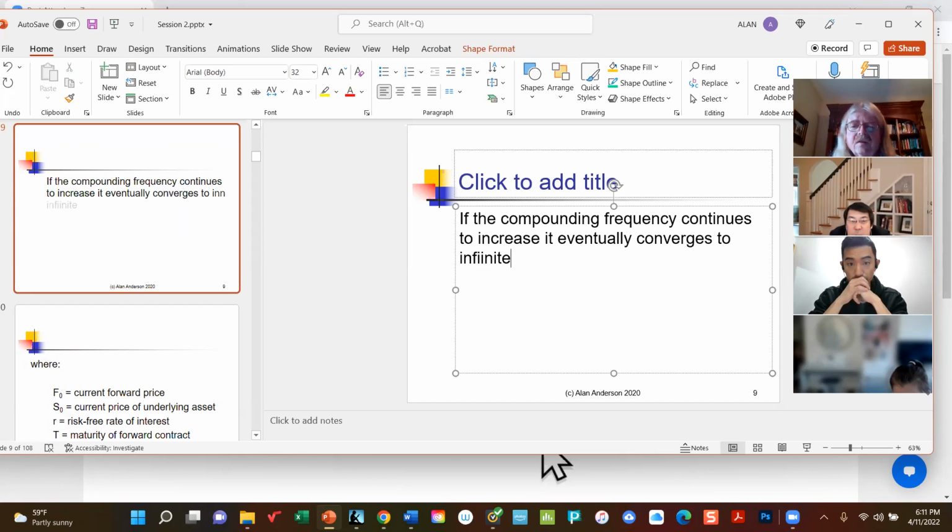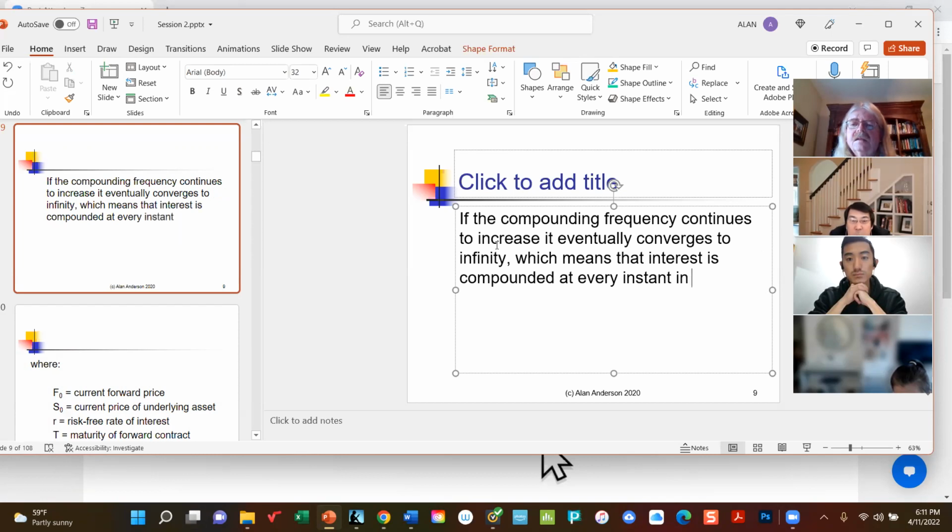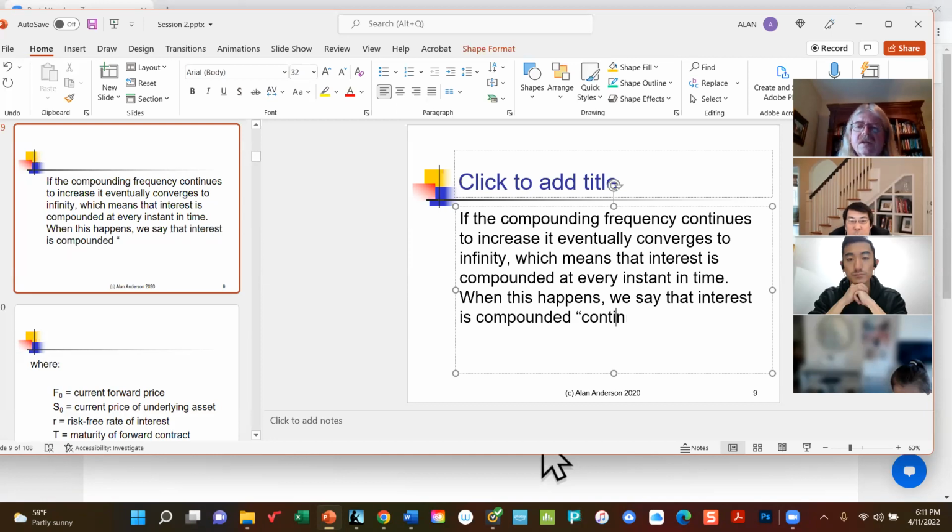Although in practice you're not likely to see this, it's possible to imagine this happening, which means that interest is compounded at every instant in time. Now, you might think that would mean we're earning a ton of interest, but it doesn't actually work out that way. So when this happens, we say that interest is compounded continuously.